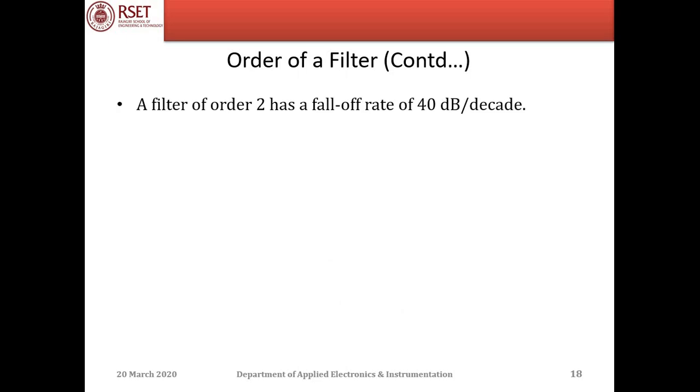Now consider a filter of order 2. That is, you have two RC stages in your filter circuit, and we discussed that a filter of order 2 has a fall off rate of 40 dB per decade. Let us try to understand that with a figure. In the same figure, the blue curve indicates the frequency response of a filter of order 2. Let us consider two frequencies, f and a frequency 10f, and let the gain at f be A1 and the gain at 10f be A2.